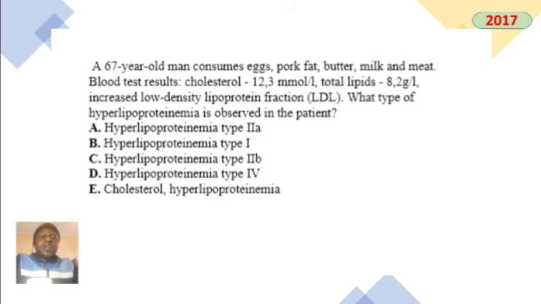A 67-year-old man consumes eggs, pork fat, butter, milk, and meat. Blood test results are as follows. Cholesterol, 12.3 millimoles per liter. Total lipids, 8.2 grams per liter. And also, this patient has increased low-density lipoprotein fraction. That's LDL, bad cholesterol. What type of hyperlipoproteinemia is observed in the patient?